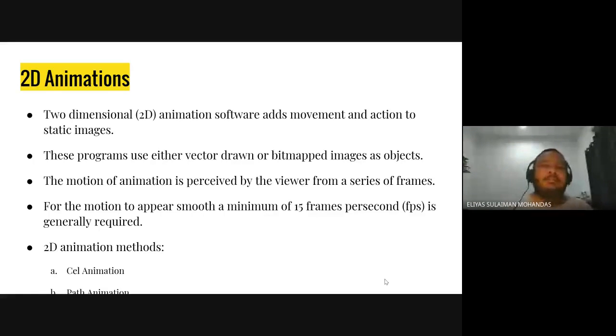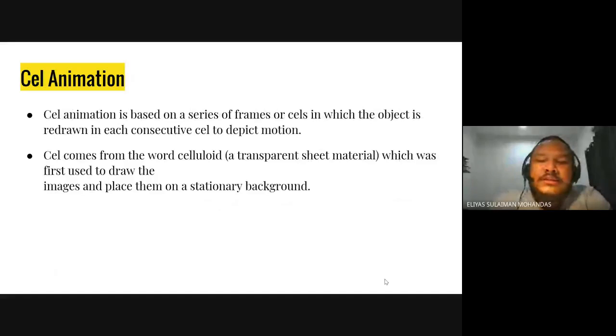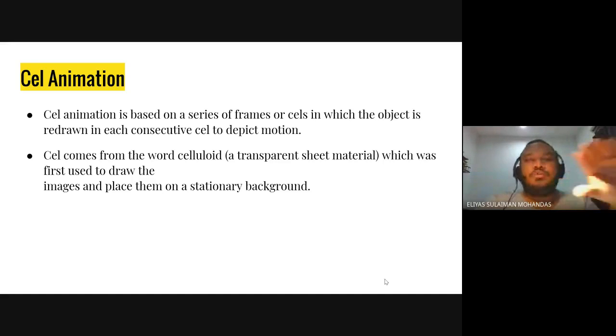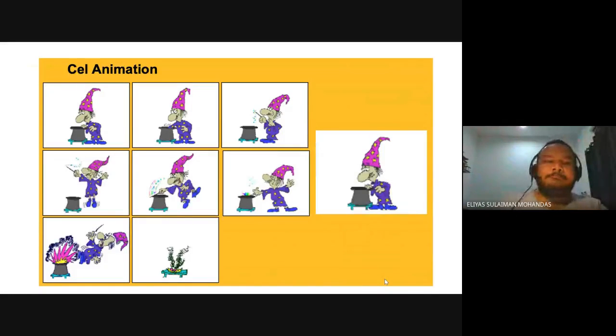Yeah. And cell animation is based on a series of frames or cells in which the object is redrawn in each consecutive cell to depict motion. And cell comes from the word celluloid, a transparent sheet material, which was first used to draw the images and place them on a stationary background. I guess since the emergence of animation in the 30s and 40s, when they started to create cartoons, they used this kind of method to create the movement. So basically, this is cell animation.